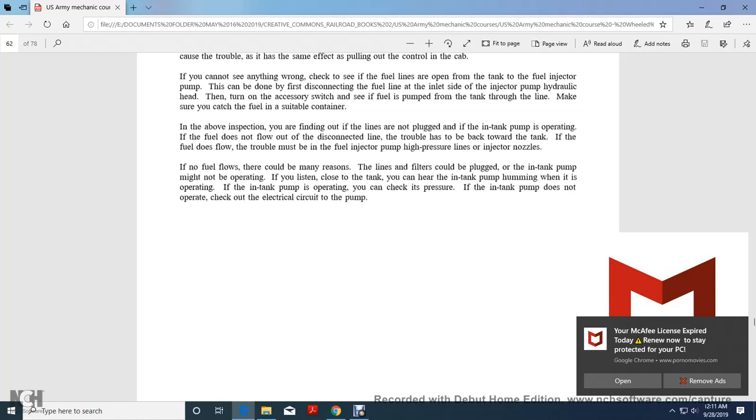If there is no fuel flow, there could be many reasons. The fuel lines or filters could be plugged, or the intake pump may not be operating. If you listen close to the tank, you can hear the intake pump humming when it is operating. You can check the pressure from the pump, or check the operating electrical pump.